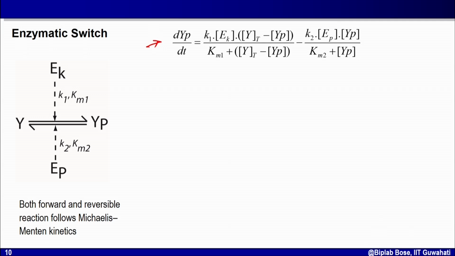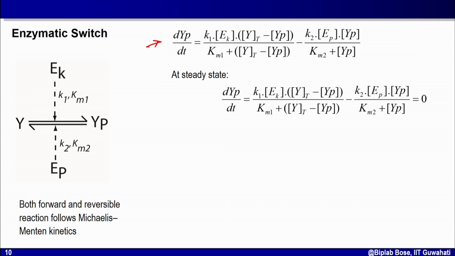Now let us assume the system has reached steady state. I want to characterize the steady state behavior of this system. So that means dYp/dt will be 0. So I can write dYp/dt equal to 0. That means this whole algebraic relation will be equal to 0. And then I can separate out different terms on left hand side and right hand side. In this case, what I will try to separate out is Ek, that is the total concentration of the kinase enzyme, and Yp on both sides of my equal to sign. So I will keep Ek in one side and Yp on the other side.